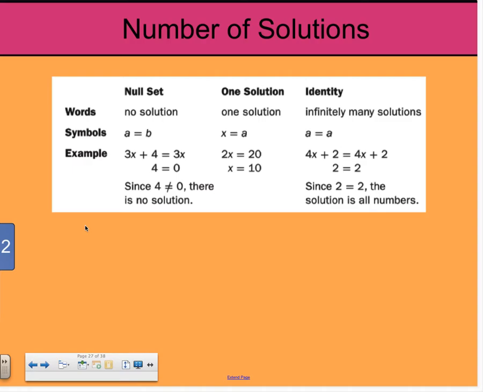The first one is called null set. The second one is called one solution. And the third one is called identity. Well, one solution, the middle one, you're already used to that. That's a typical equation where you solve it and you find at the end of the equation that your variable equals something. That's one solution. That's piece of cake. So since you already know what one solution is, we're going to focus on the other ones. Okay, the first one we're going to focus on is called null set.